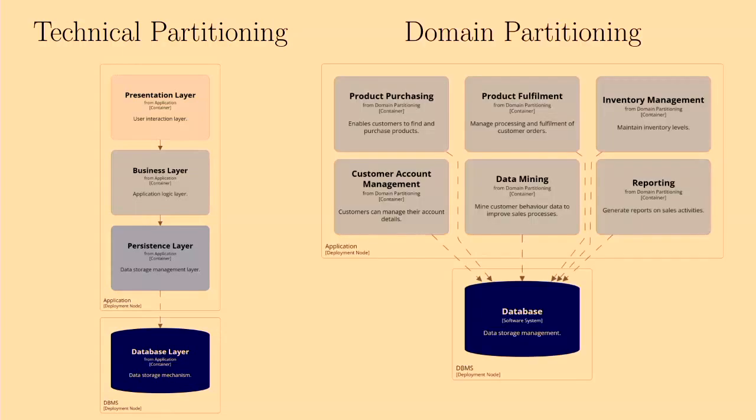But the alternative is domain partitioning. So instead of breaking it up by technology, we break it up by what we call problem domains. So things of interest from the functionality perspective. What functionality are we delivering? And so this is vaguely related to the Sahara e-commerce example. I could break it up into a set of domains around product purchasing, product fulfillment, inventory management, customer account management, data mining, and reporting.